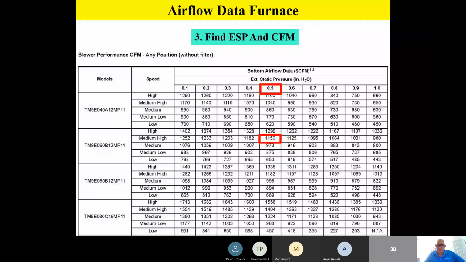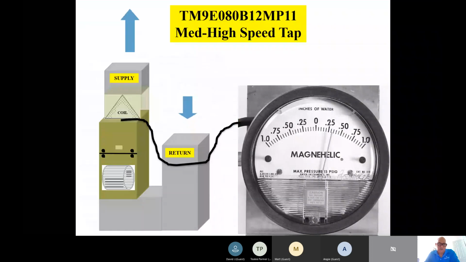Okay, well, let's do some examples together, team. So referring to your furnace chart, you'll see that we're taking that static pressure before the coil on a furnace, just underneath the coil. And this is a TM9E080 furnace. And that 12 MP indicates it's a 3-ton drive or 1200 CFM blower drive.